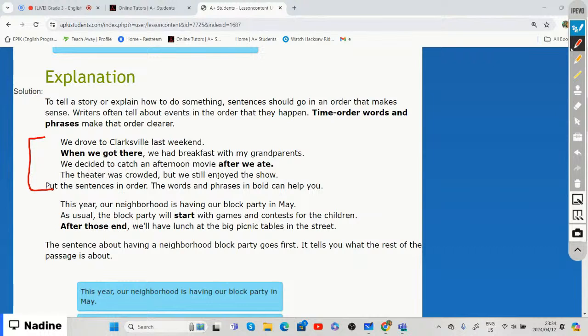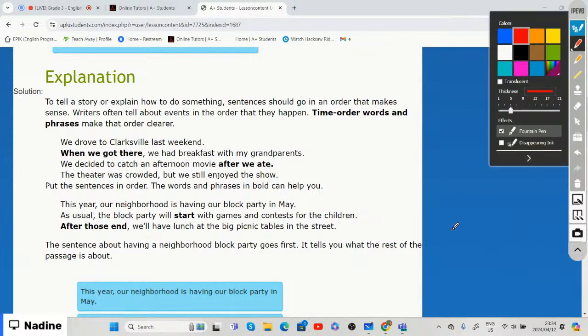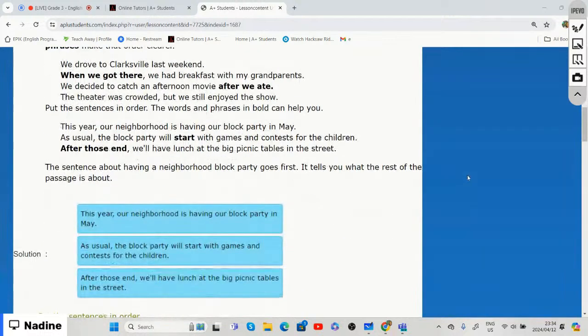All right. So before we go on to our test, it says we need to put the sentences in order. The words and phrases in bold can also help you. It says this year our neighborhood is having, okay, we already did that one about the block party.